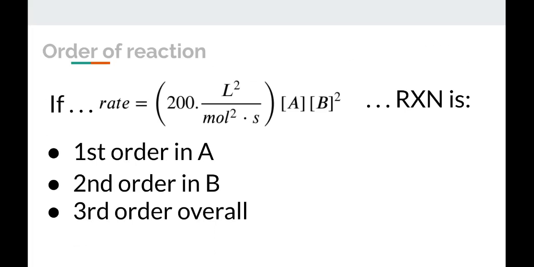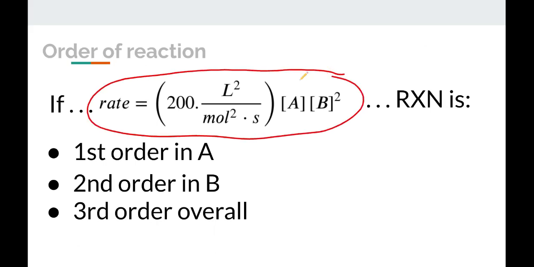Our last topic is the general order of the reaction. So we would say for this reaction that's expressed by this rate law, that the order of the reaction in A is 1. It's first order in A. We would say that it's second order in B because it depends on the square of B. But when we add the 2 orders together, we get 3, and so we would say that this reaction is a third order overall reaction.